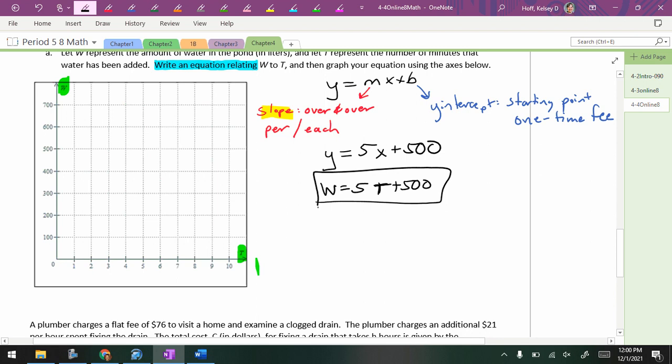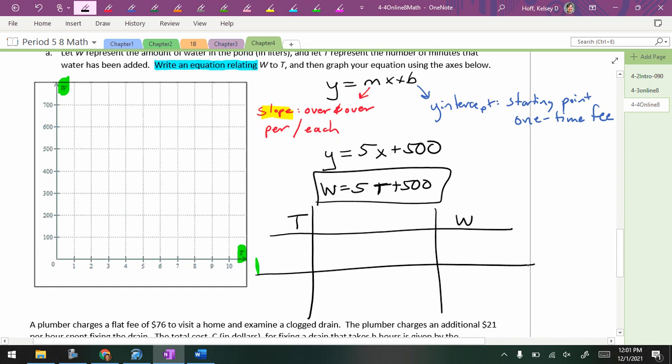Okay, now we have to graph it. We're going to make our own little xy table, except it's not x and y, it's w and t. So Miss Hoff wants you to only have to get 2 points on this. She's fine if we only get 2. And we are going to pick numbers for t. Do I care which number you pick down here?